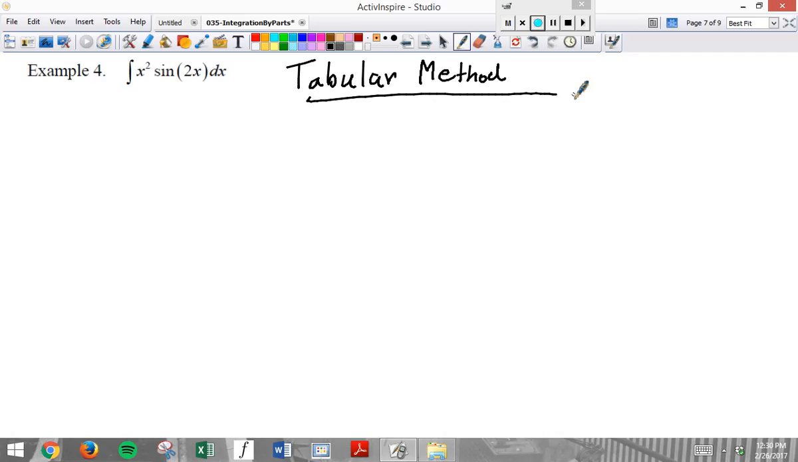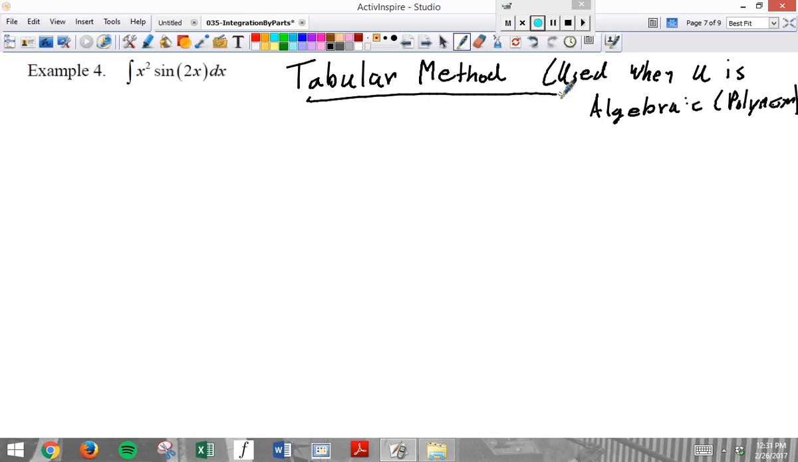So, this is used for when U is algebraic. And again, that's a fancy word for polynomial. Okay? Alright, here we go. Is U algebraic here? Yes? Well, we're going to have a U column.